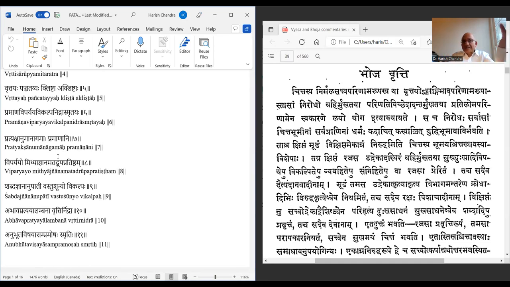Pratyaksha is direct perception. We have five senses. Like at this point, I see it is raining. The water drops are falling from the sky, I can see from my window. Is it not? It is raining. Indeed, it is raining. This is direct perception. This is correct knowledge. That is why it is Pramana.